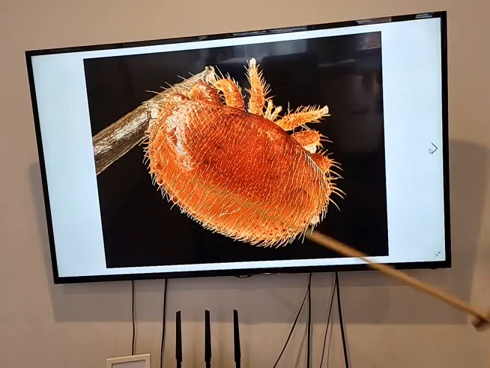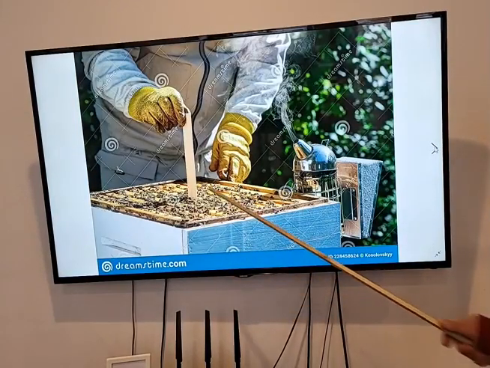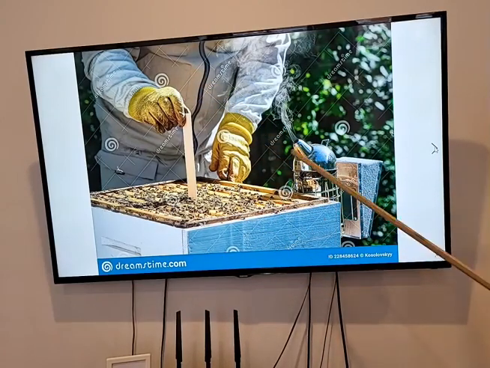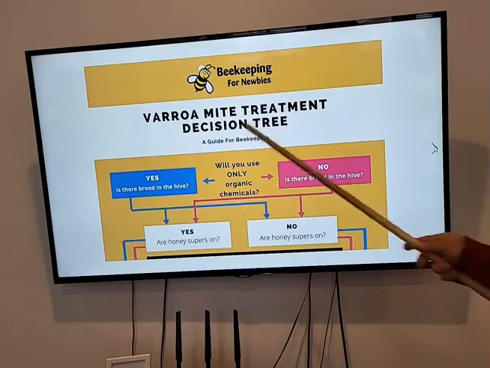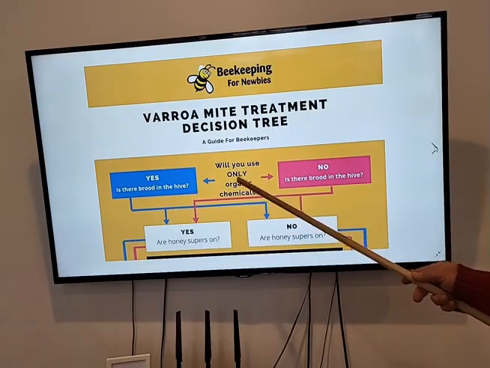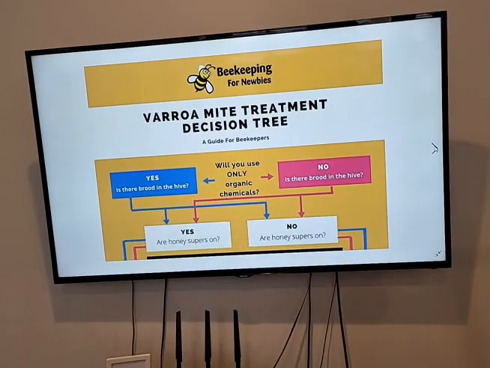Okay, this is a Varroa mite, okay? You see? Okay, let's go to the next one. This is the beehive, another way of therapy to cure the bees from the disease. This is another sign: Varroa mite treatment, decision 3, a guide for beekeepers. Will you use only organic chemicals? Yes. Anyway, it's okay. Let's go to the next one.